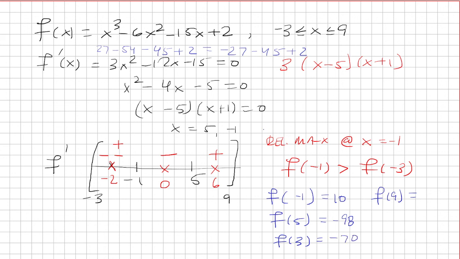Finally, I just need to plug in f of 9. And this one I'll save you the work. It's 110. So the absolute maximum is 110. Absolute minimum is going to be -98. And that's our answer.